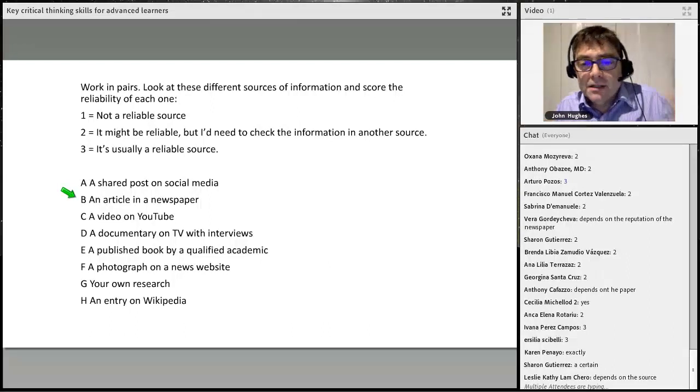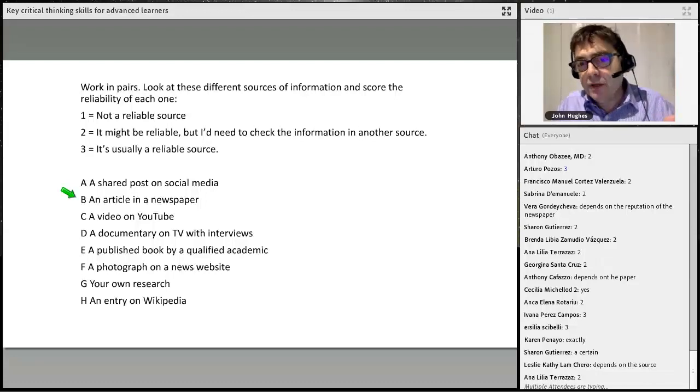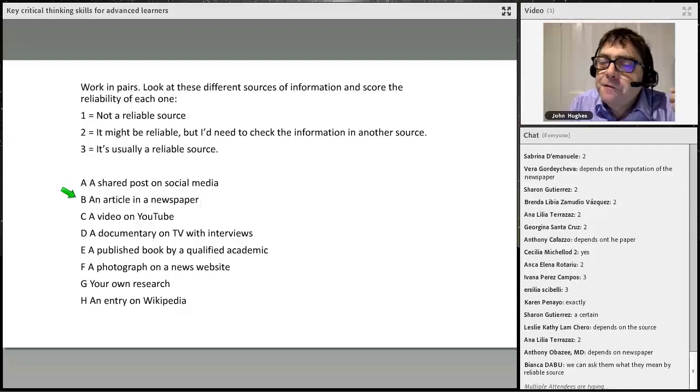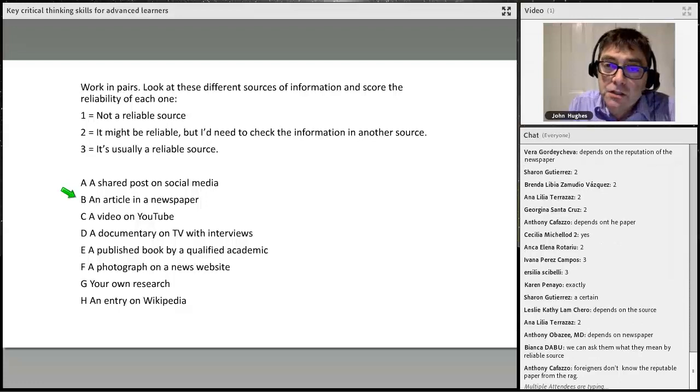So that's one activity to get advanced students thinking about how they're going to do the research and where they're going to look for it. The other one is that students will use the internet a lot, and for this they need information literacy skills, or digital literacy skills, but really it's information literacy.